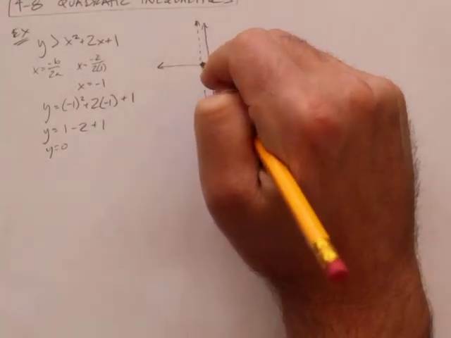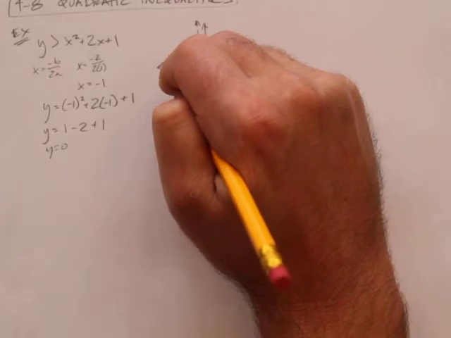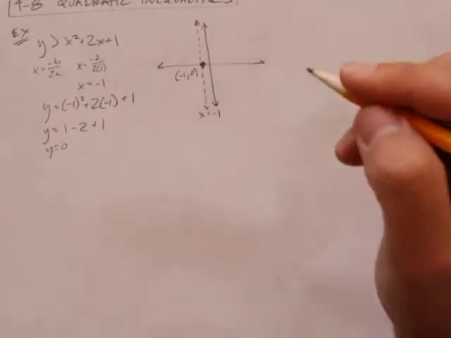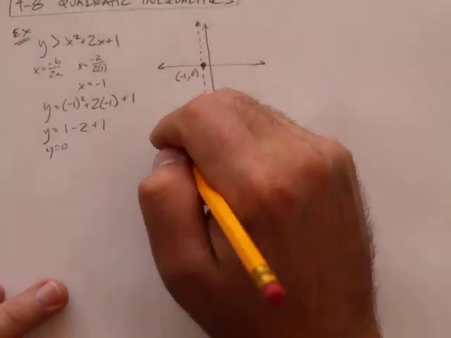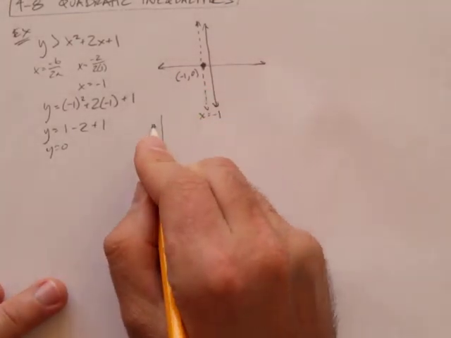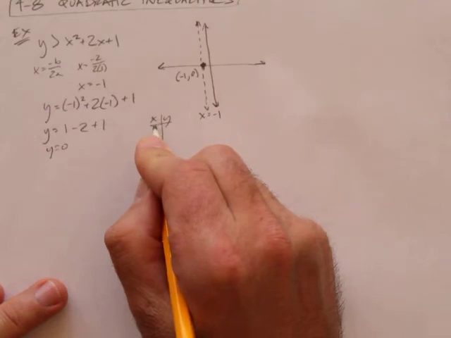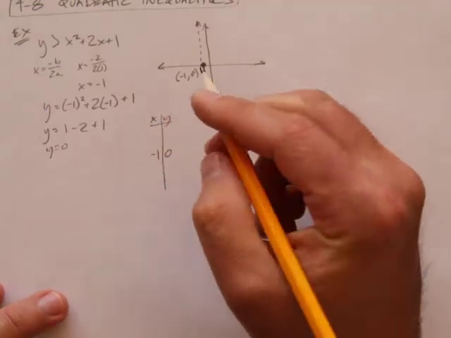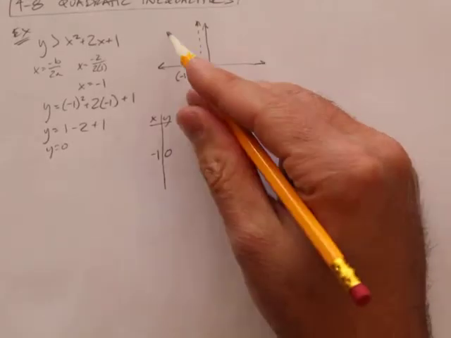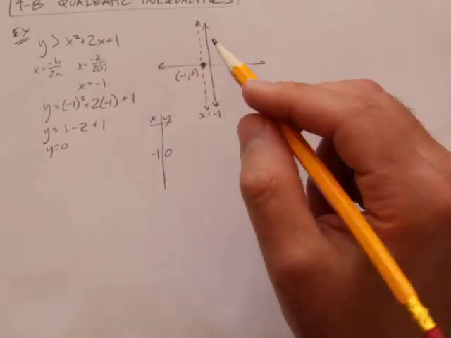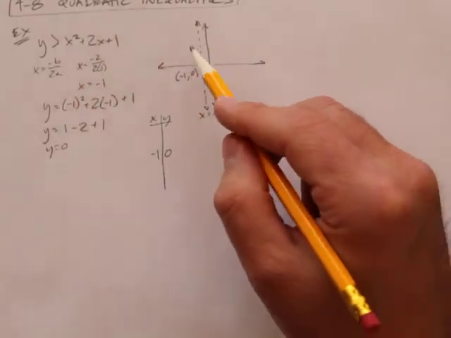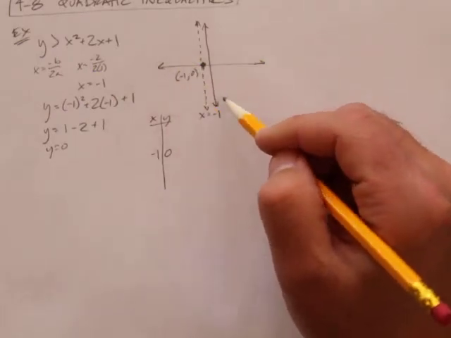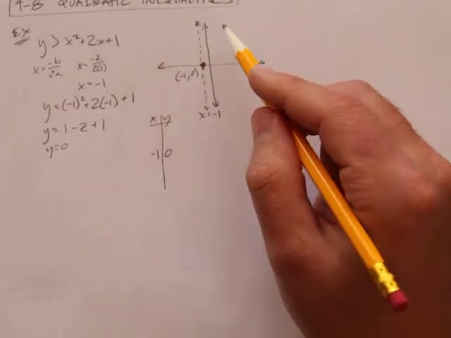My vertex is negative 1, 0. Now I need to plug in a few more points so that I can see what this graph is going to look like. Now I know from my a value that this is going to open up like this. So I'm not going to have any of my graph down here. I'm just going to open up like this.